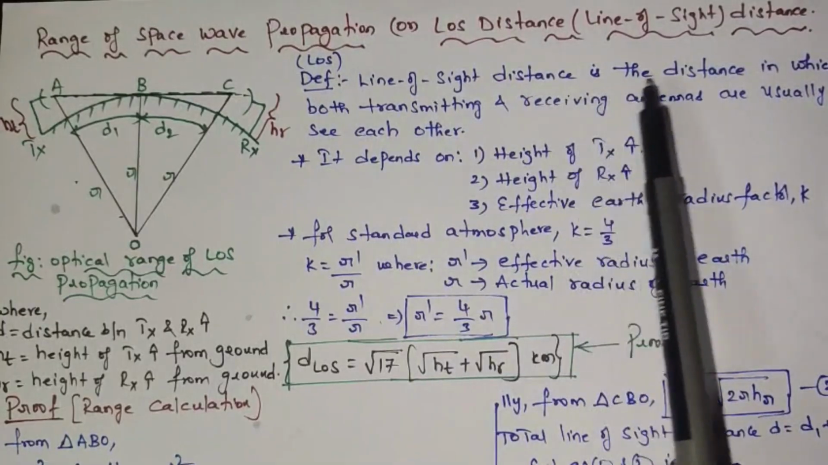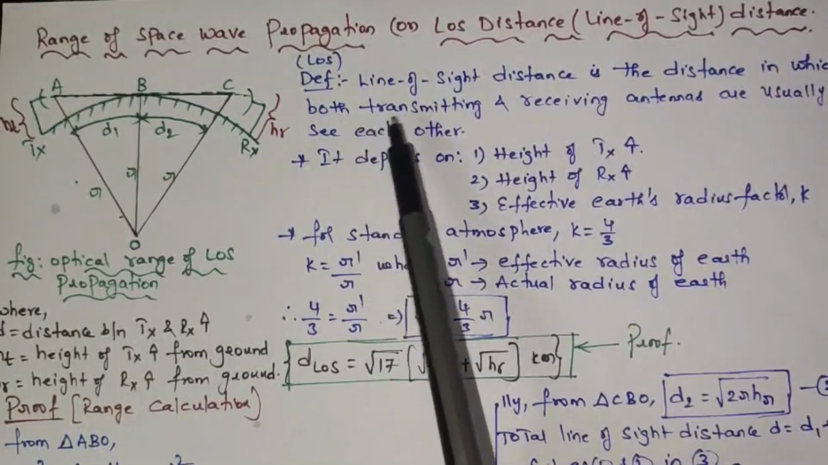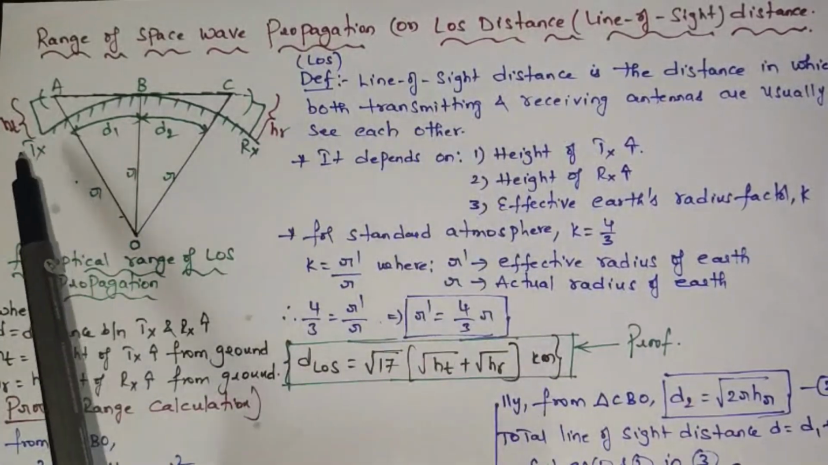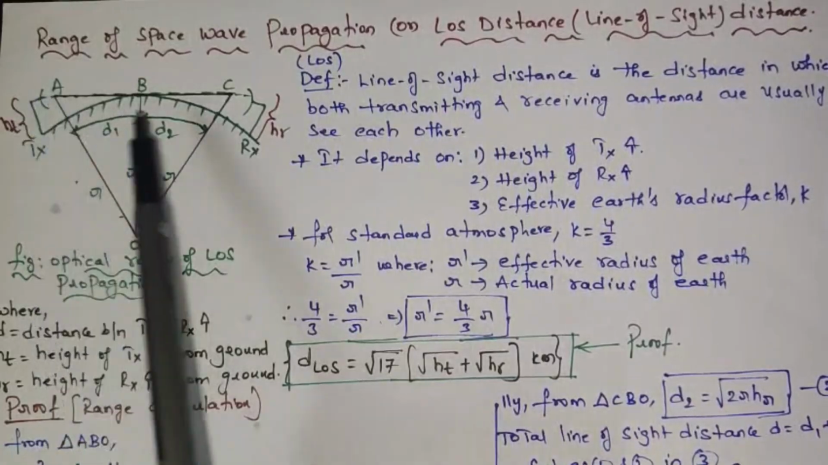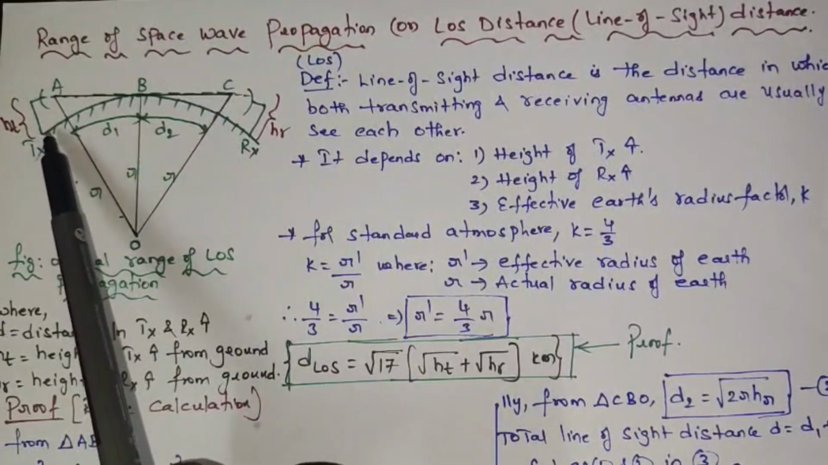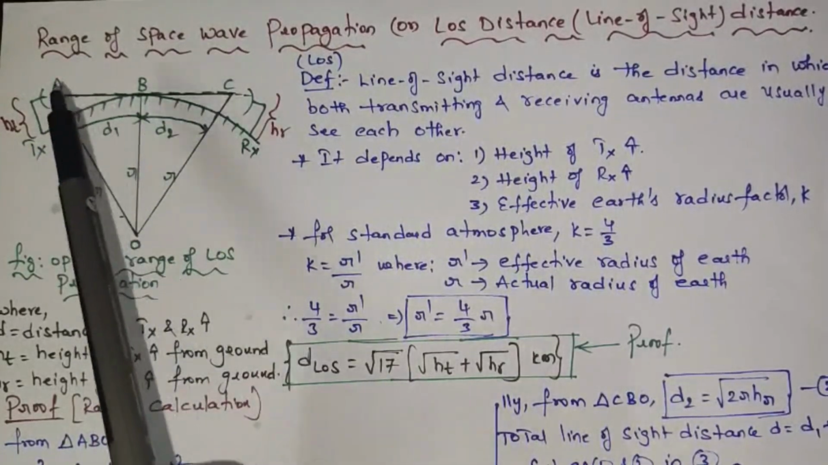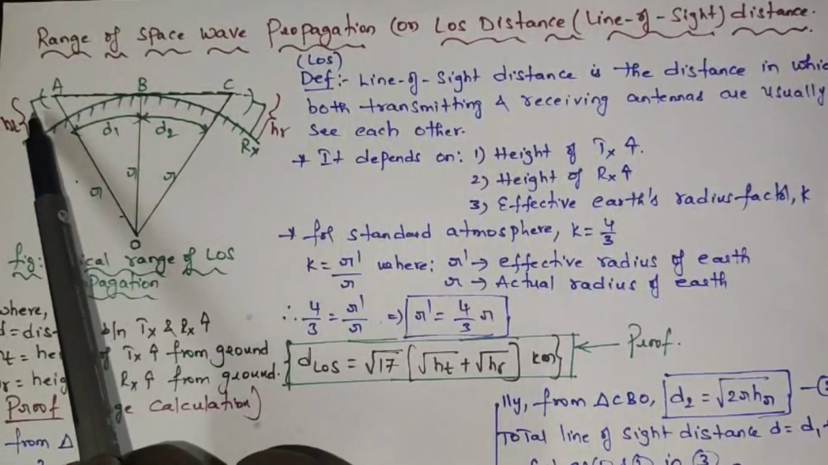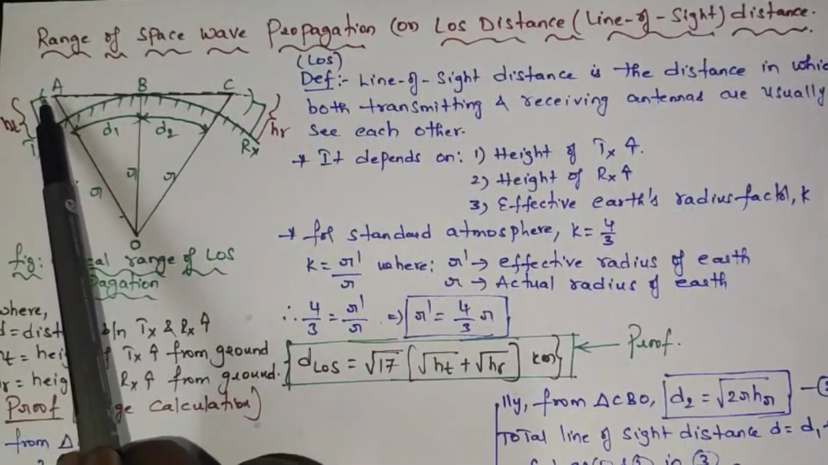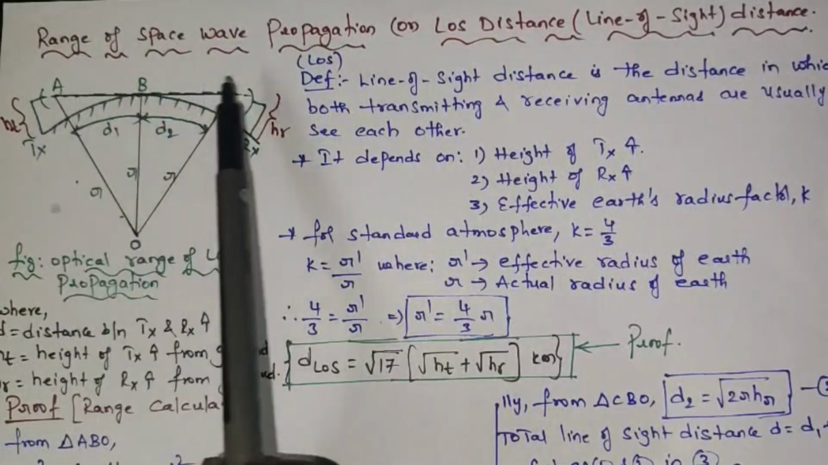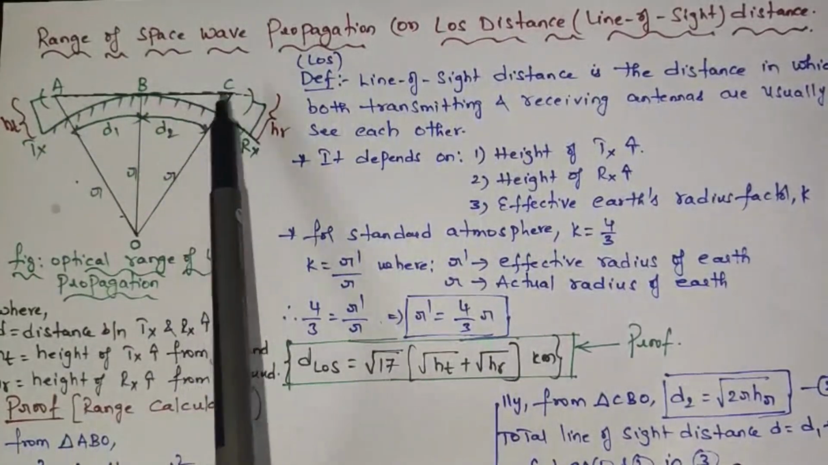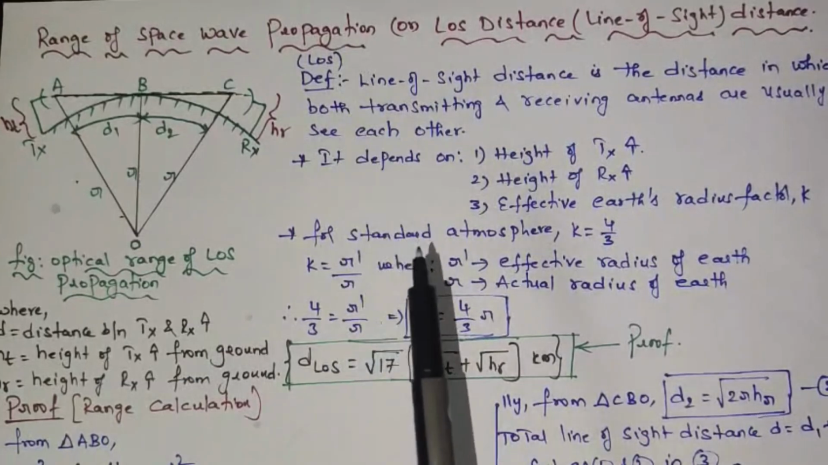Line of sight distance is the distance in which both transmitting and receiving antennas can see each other. If you see here, this is the transmitting antenna, this is the receiving antenna, and this is the earth surface. This line is the earth surface. Both the antennas must see each other, meaning the communication is possible only if both antennas are aligned in a straight line. That is the definition of the LOS.